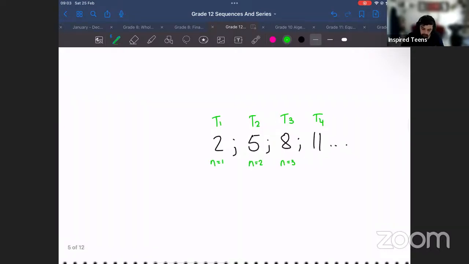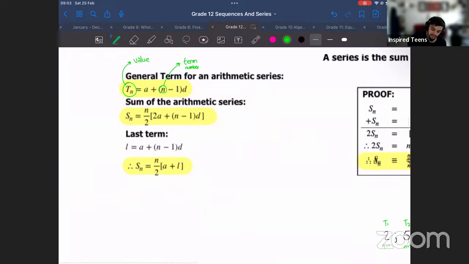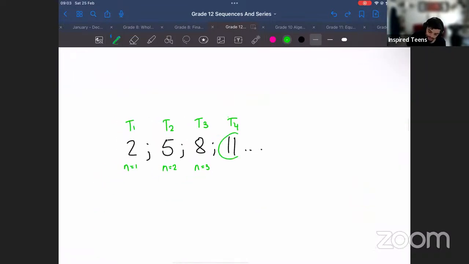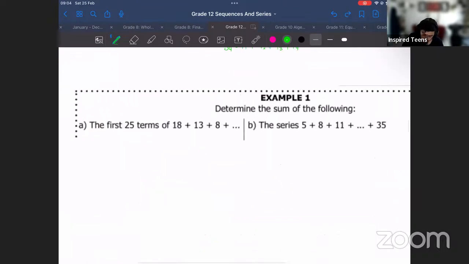So that's Tn. When we talk about Sn, we are adding up a certain amount of terms. In this case, the value of T4 is 11, but the value of S4 would basically be T1 plus T2 plus T3 plus T4. It's adding up the first 4 terms. That's what the formula helps us to do. So let's look at this.